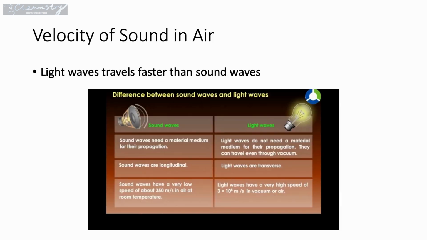Looking at the velocity of sound in air, one thing we note is that light travels faster than sound waves. So let's compare the differences between sound waves and light waves to start with. Based on this graph, we can see that light waves do not need a material medium to carry them, so they can travel through a vacuum.